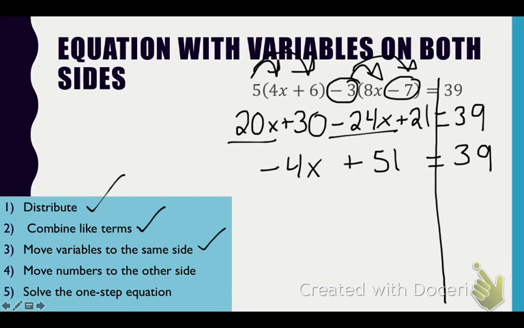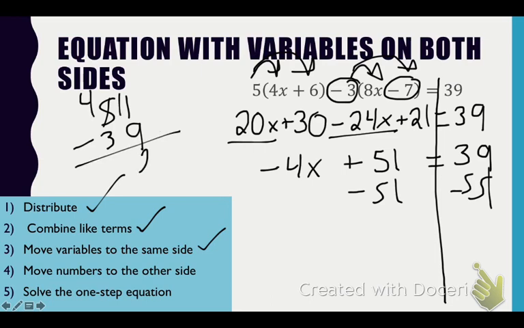Move numbers to the other side. So my variables are on the left side. I want to move the numbers to the right. So I'm going to subtract 51 from both sides. Again, 51 minus 39 is what you need to do. And you get negative 12. So negative 4x equals negative 12.